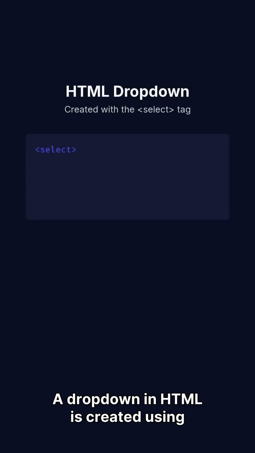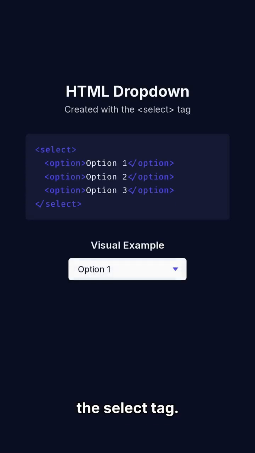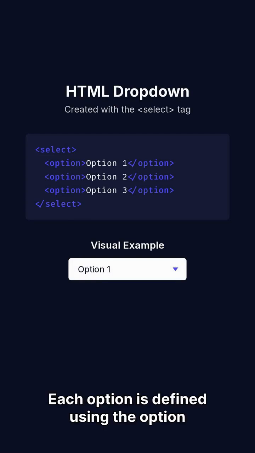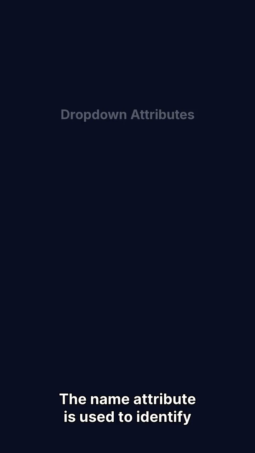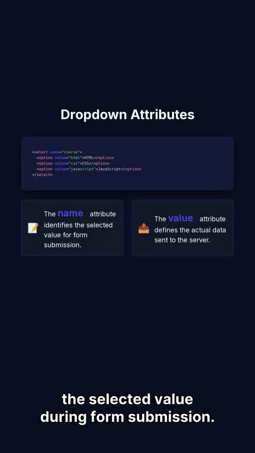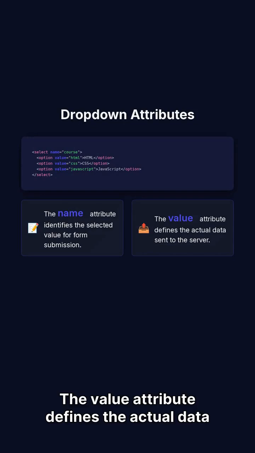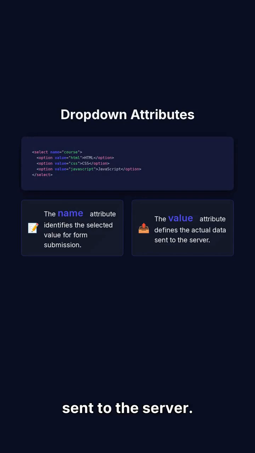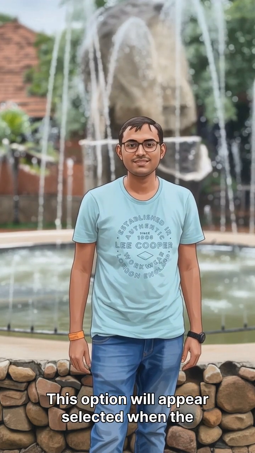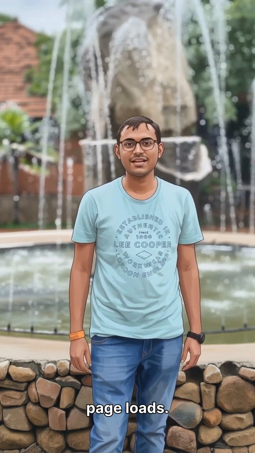A dropdown in HTML is created using the select tag. It allows users to choose one option from a list. Each option is defined using the option tag. The name attribute is used to identify the selected value during form submission. The value attribute defines the actual data sent to the server. You can pre-select an option using the selected attribute. This option will appear selected when the page loads.